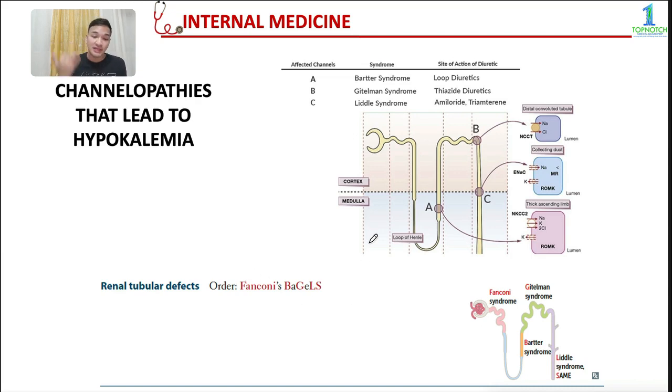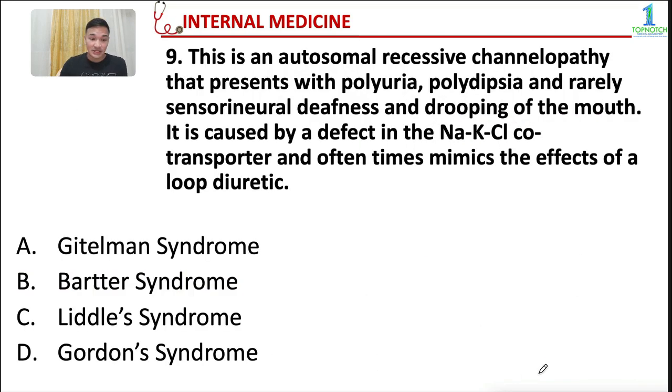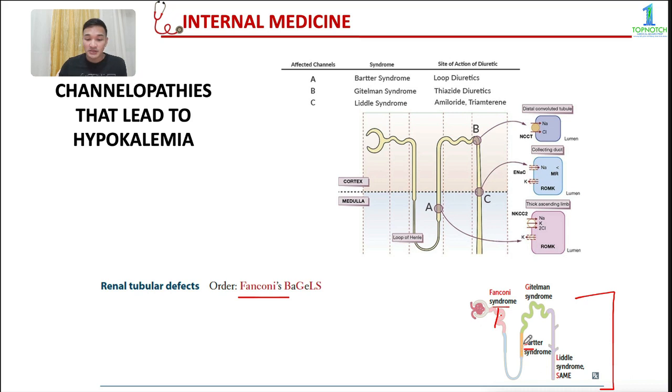Yung Bartter, Liddle, Gittelman, Fanconi syndrome. So here is a very good mnemonic from First Aid: Fanconi's bagels. Okay? Ang Fanconi syndrome, ang problem nito ay sa proximal tubule. Yung Bartter is sa loop of Henle. Kaya nga sagot kanina is Bartter syndrome kasi it mimics the effects of loop diuretics. So Bartter syndrome problem niya is sa may loop of Henle, sodium potassium 2 chloride.